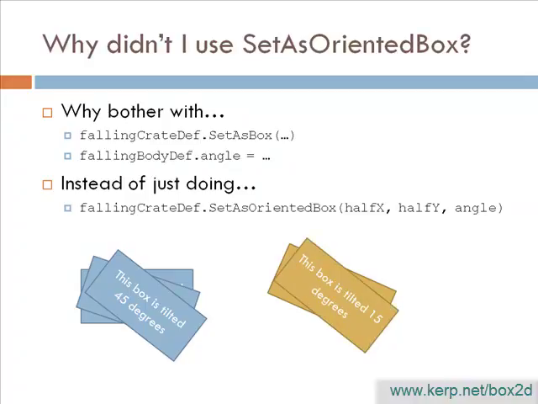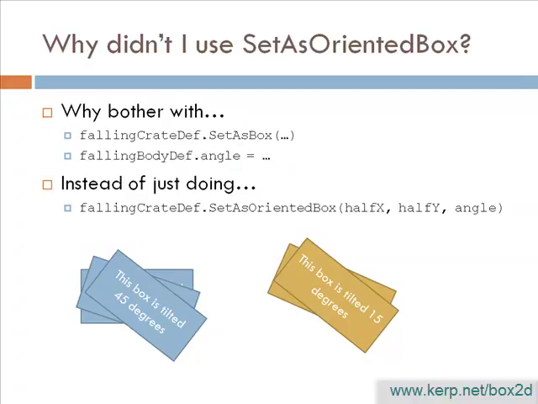Are you confused? Well, good, because I am too. And that's why I don't like using set as oriented box. Really, the situation where you would use this set as oriented box function is if, for example, you wanted to create the letter W in Box2D.